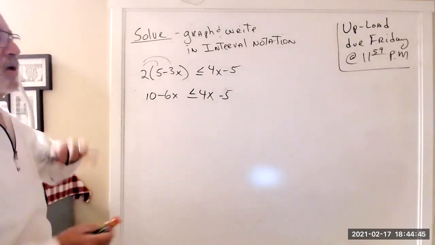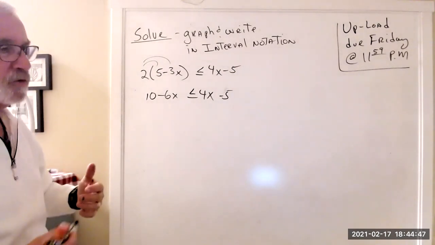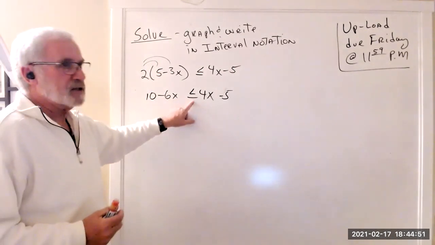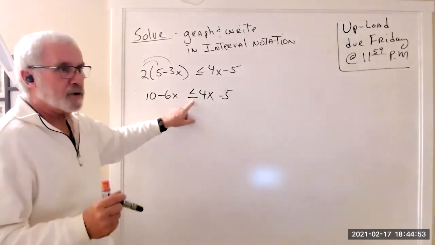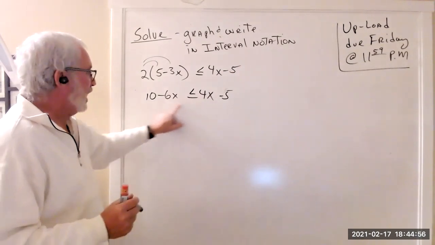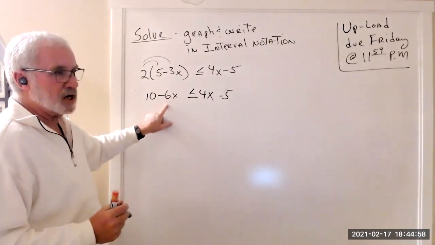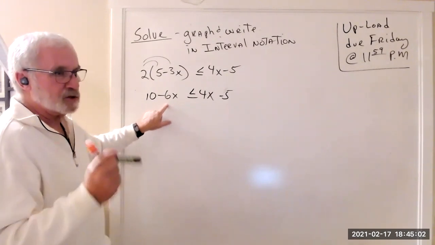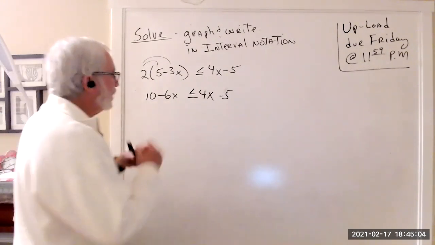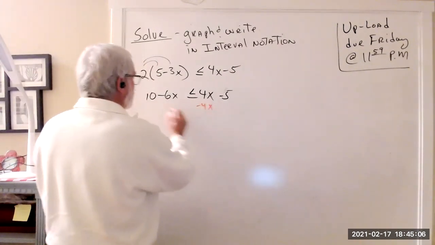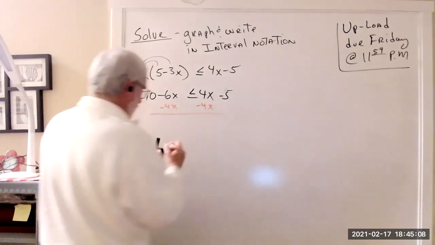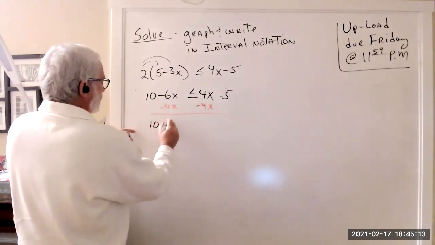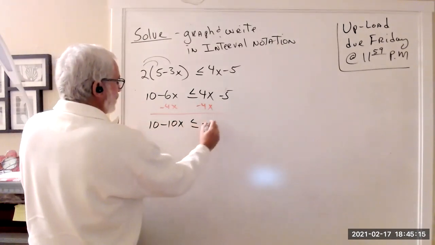Now, there's been some discussion for inequalities. It's safer, not required, but safer to have all your x's on the left-hand side. It's not required, it's just simply safer. So I'm going to take away 4x from both sides. That's going to give me 10 minus 10x is less than or equal to negative 5.